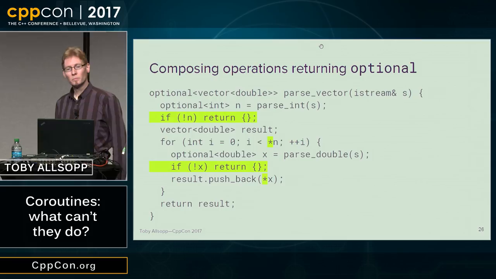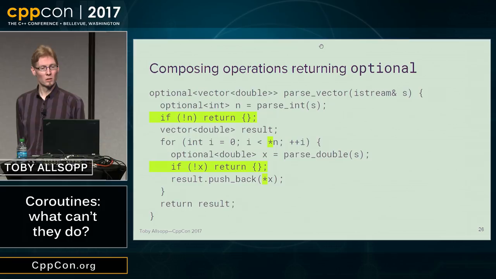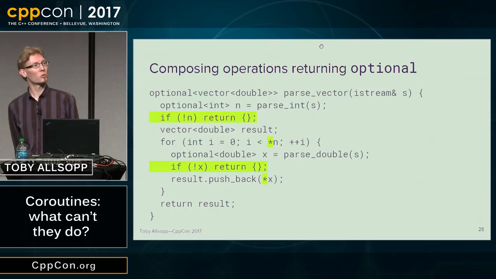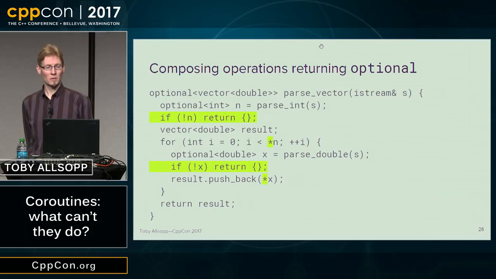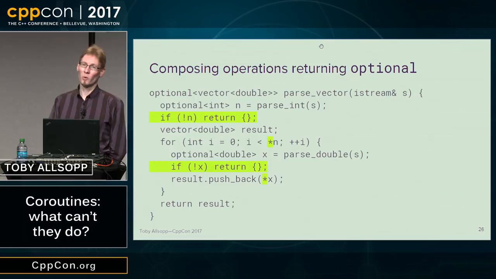So this is kind of how I'd write that, not using anything fancy. We call parse int, that gives us an optional back. We need to check if it's empty, and we can return empty. If it's not, then we can carry on, use that number, and then we just loop over that many times, call parse double, it gives us an optional, we check if it's empty. If it is empty, we return empty, otherwise we carry on to the next one.